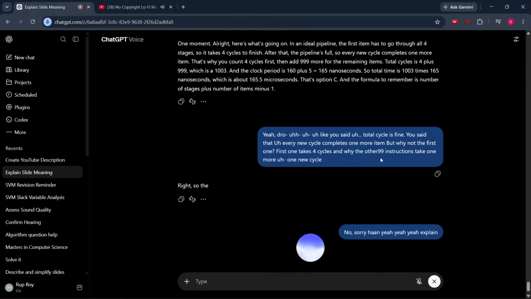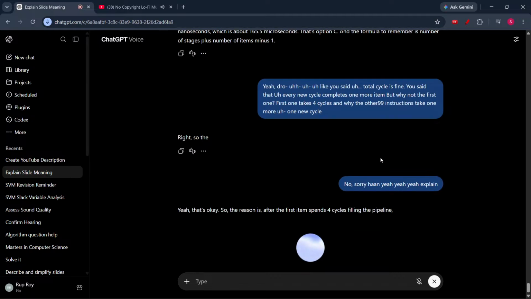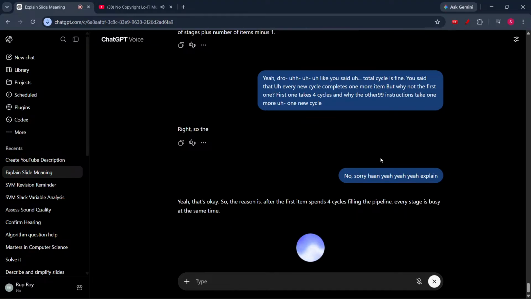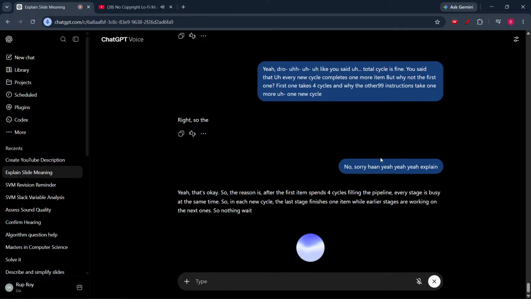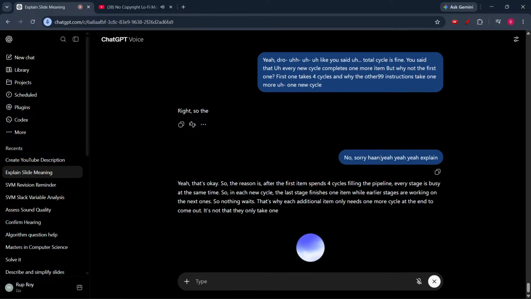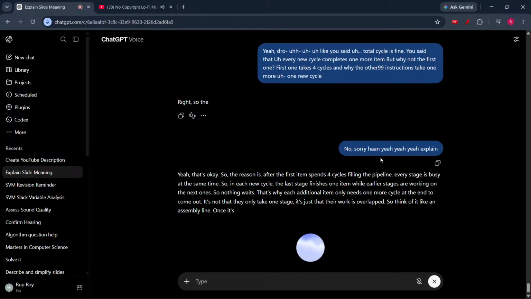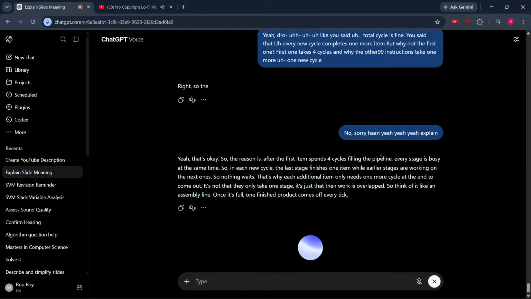Yeah, that's okay. So the reason is after the first item spends 4 cycles filling the pipeline, every stage is busy at the same time. So in each new cycle, the last stage finishes 1 item, while earlier stages are working on the next ones. So nothing waits. That's why each additional item only needs 1 more cycle at the end to come out. It's not that they only take 1 stage, it's just that their work is overlapped. So think of it like an assembly line. Once it's full, 1 finished product comes off every tick. Got it.